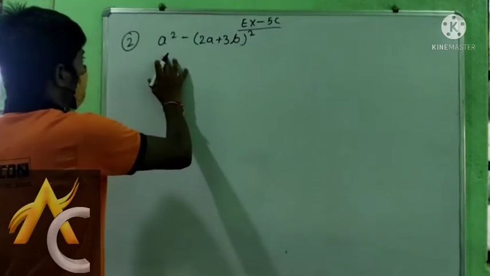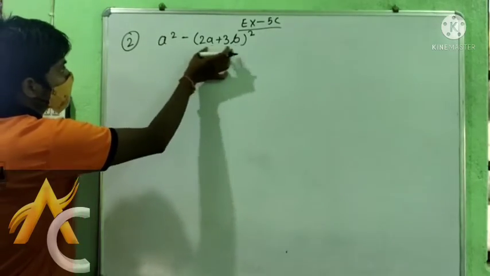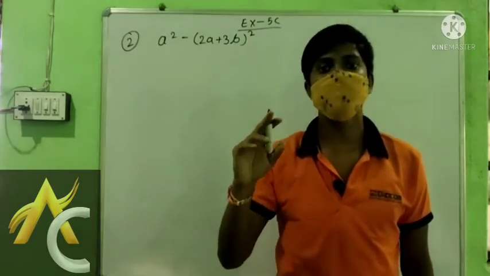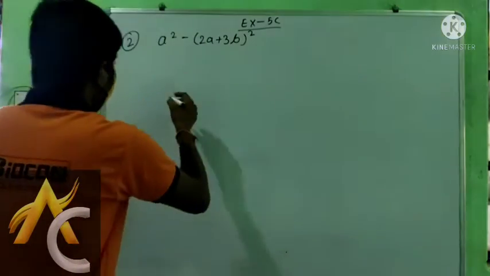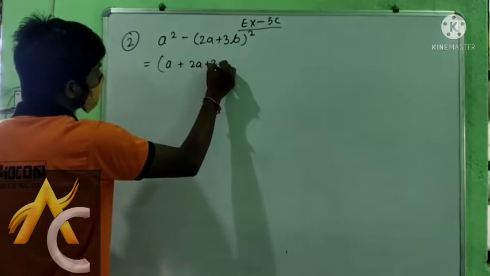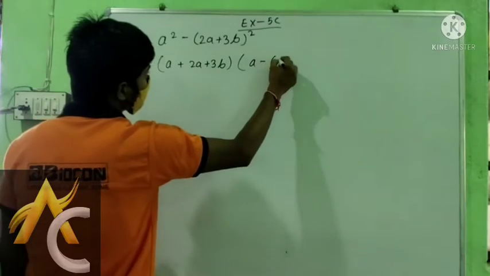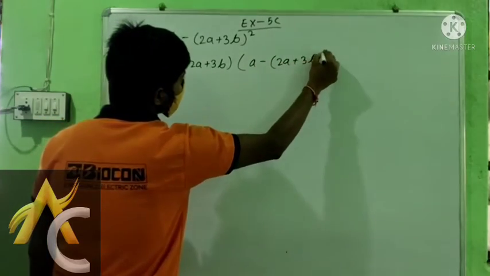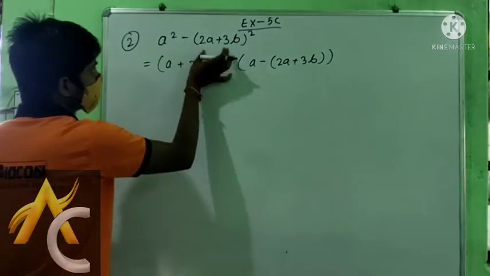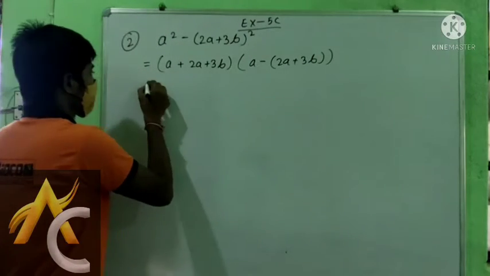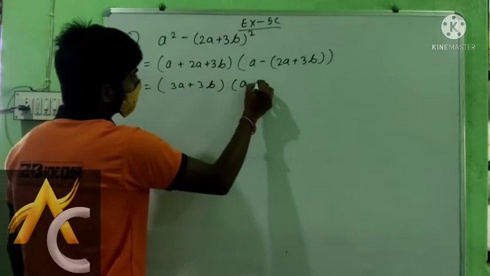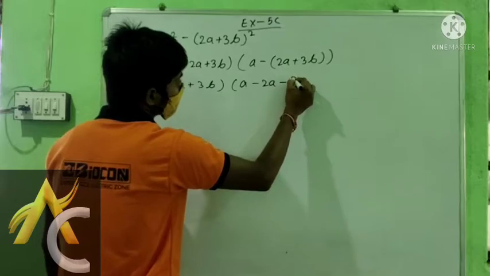Just look at it carefully. Here it is in the form of a square minus b square, right? As we know, a square minus b square is equal to (a plus b) into (a minus b). So it will be (a plus 2a plus 3b) into (a minus 2a plus 3b). Simple. Now a plus 2a becomes 3a plus 3b, into a minus 2a minus 3b.